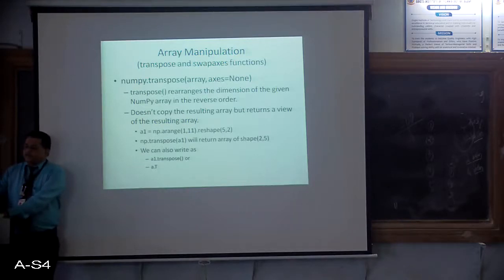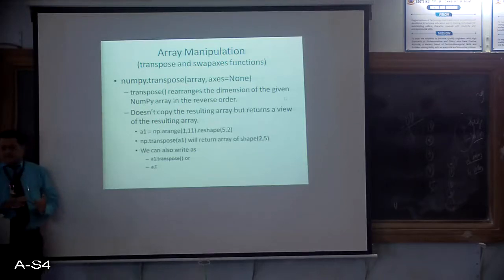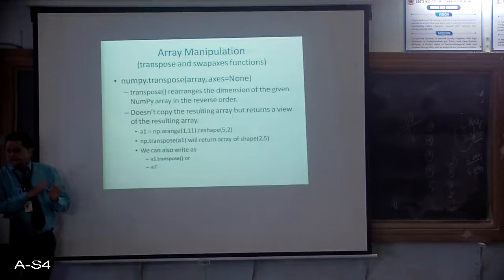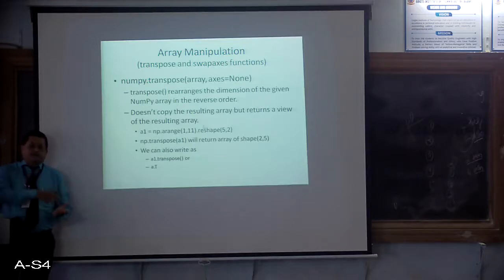Transpose rearranges the dimensions of a given NumPy array in the reverse order. So if it's a 2 by 3 array, transpose will give me a 3 by 2 array. Observe that it doesn't copy the resulting array. That is, the original array is not affected. It is retained as it is, but transpose returns a view of the resulting array.